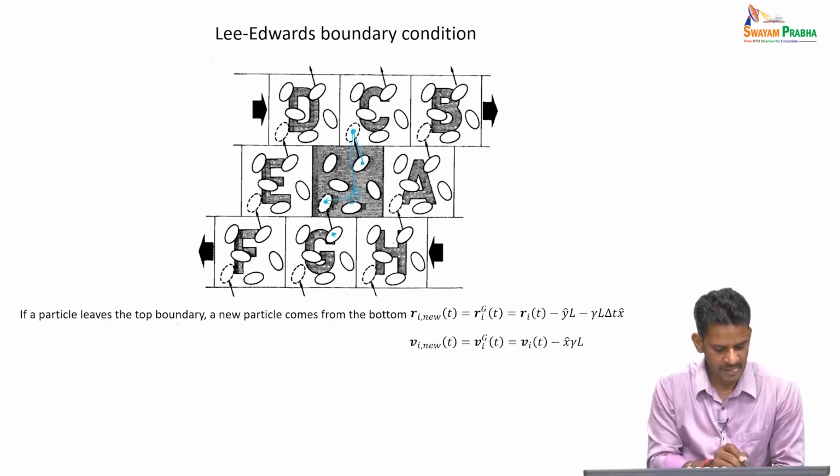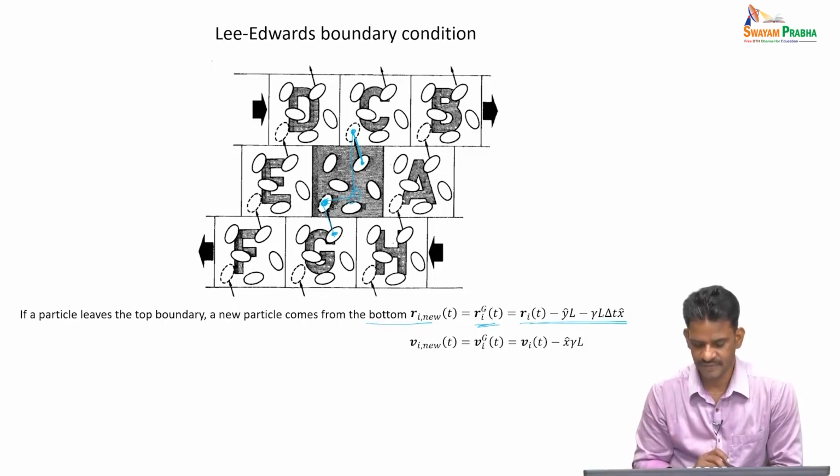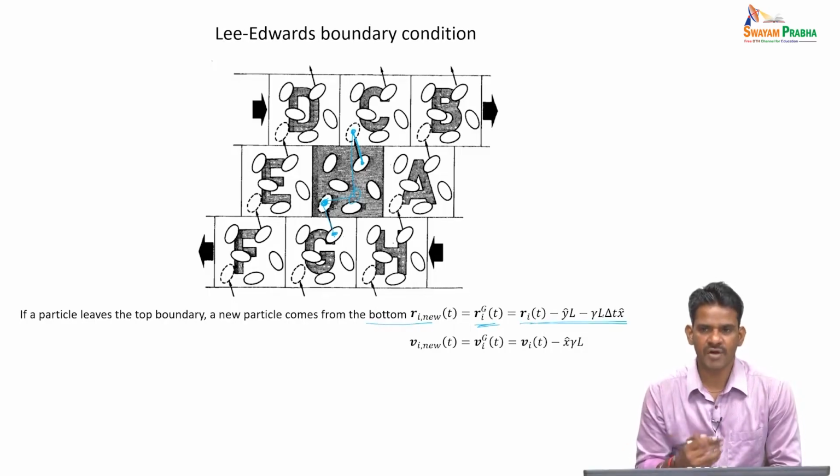If the particle leaves the top boundary from here to here, the new particle comes from the bottom, that is this particle, and the new position is obtained by R_i^G, that is, R_i^G is nothing but the particle's position at the image box G, which we just now derived. So, this basically takes care of how to apply the periodic boundary condition for the particle positions.